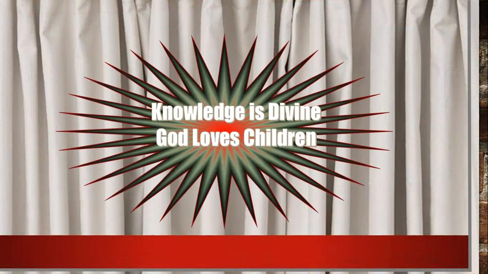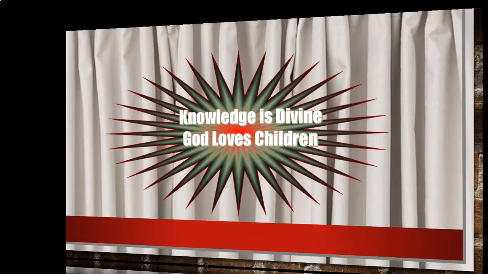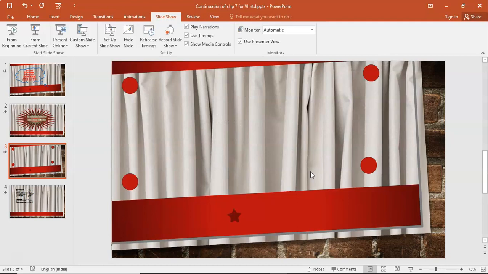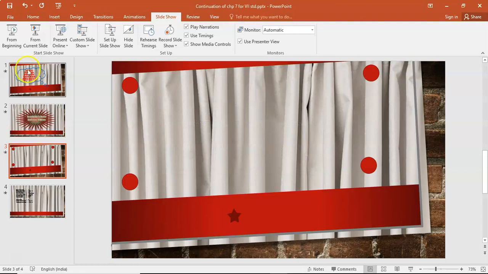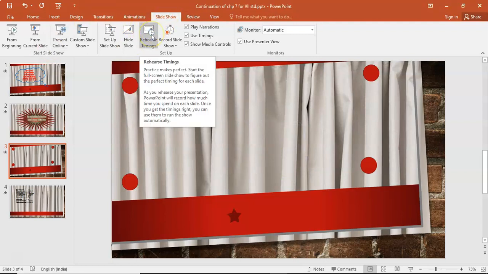Now children, till I press the escape key, the show will keep on moving continuously. Okay, so I press the escape key to stop the show. Fine. So this is my custom show. You can show it directly, or you can go to custom shows and remove it. If you want to make a copy of this, you can make a copy. If you want a new slideshow, you can have a new one or edit. Okay, I'll close this and I'll explain to you what is rehearse timings, children.